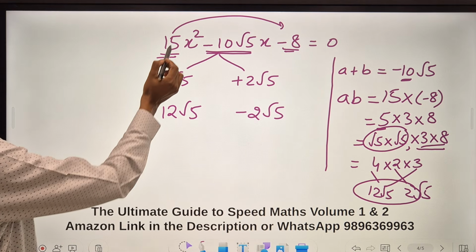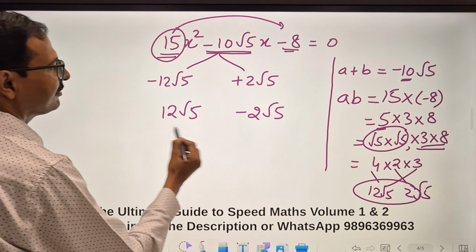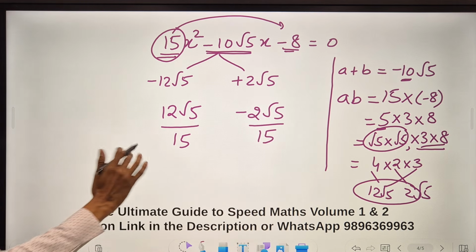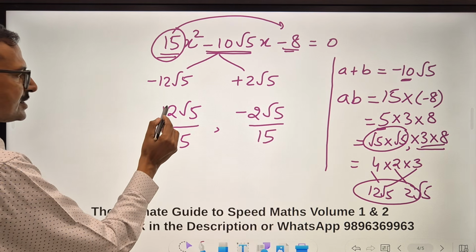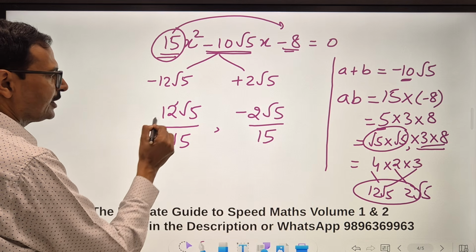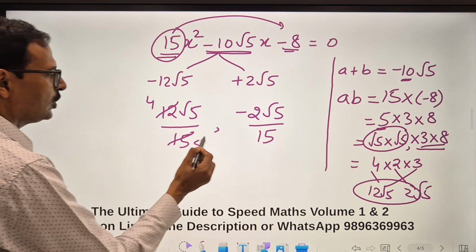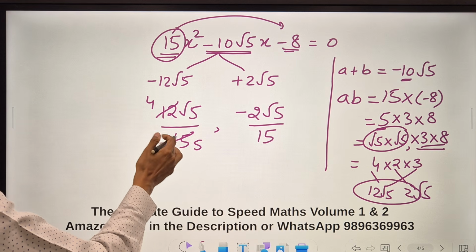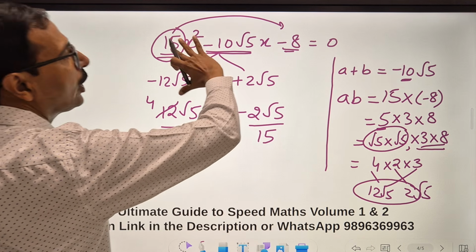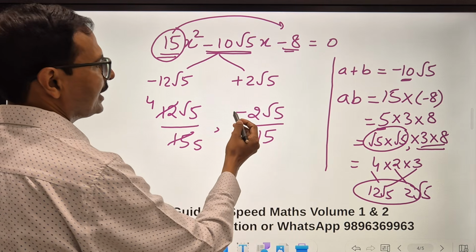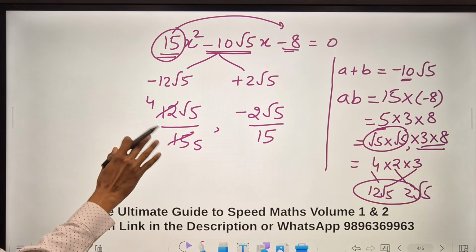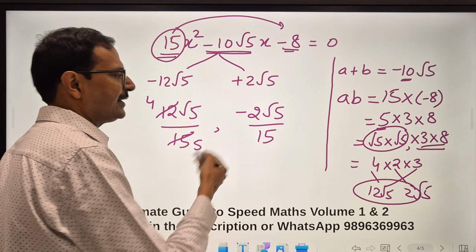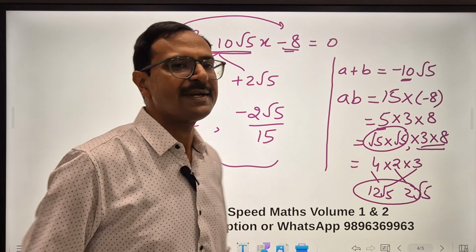And what do you do after that? Just divide by the coefficient of x square. So 15 here and 15 here, and that completes my answer. Actually, you just have to reduce it to lowest form. Here we have 4 and 5. So 4 root 5 upon 5 is one of the zeros of this polynomial or root of the equation, and then minus 2 root 5 upon 15 is the other part. So you can actually simplify that and write the solutions directly.